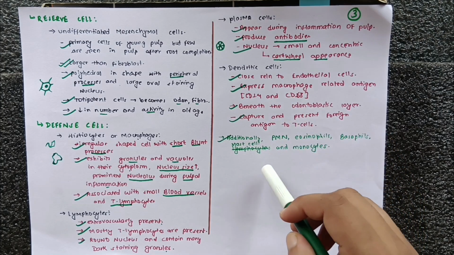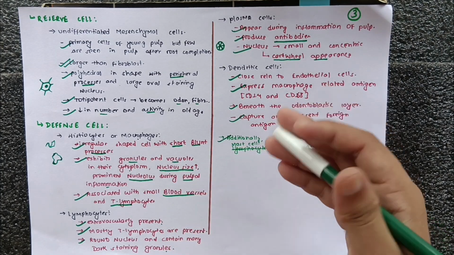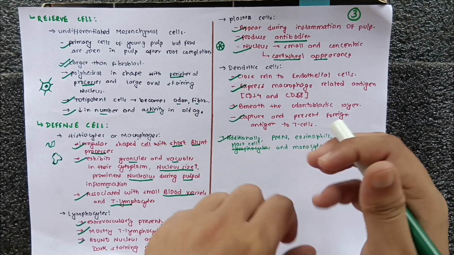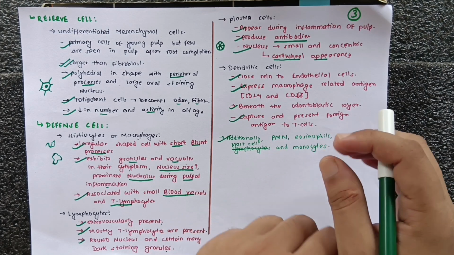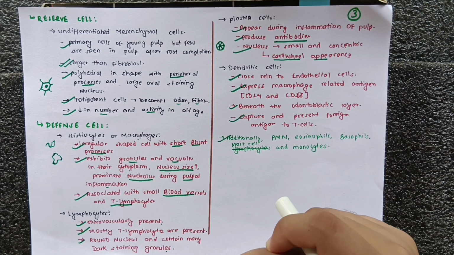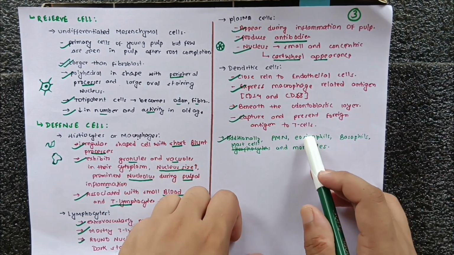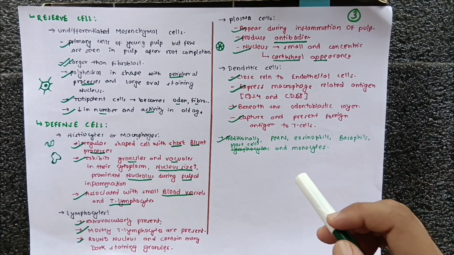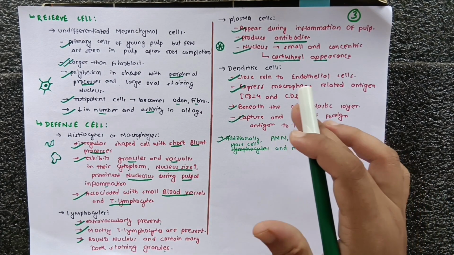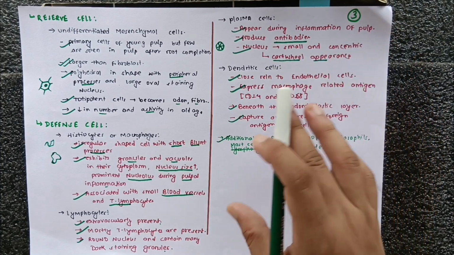And in the last point, as I have mentioned, along with those macrophages, histiocyte, lymphocyte, plasma cell, dendritic cell, we also have polymorphonuclear cells, eosinophil, basophil, mast cell, and the monocytes. These are also cells present among the defense cells. I think you have studied about those eosinophils, basophils, and neutrophils. Polymorphonuclear cells means neutrophils, which have a multi-lobed nucleus. I think you know about this.